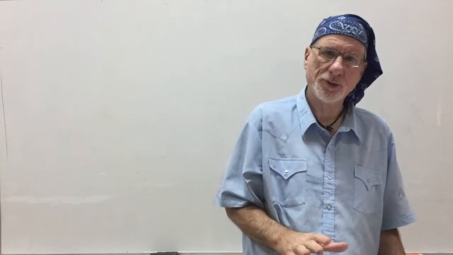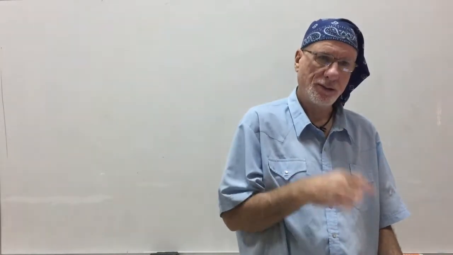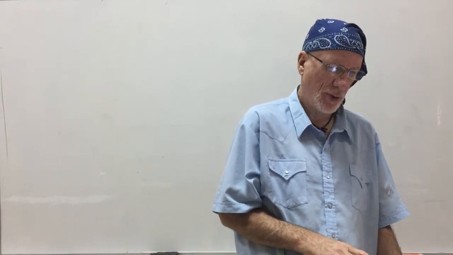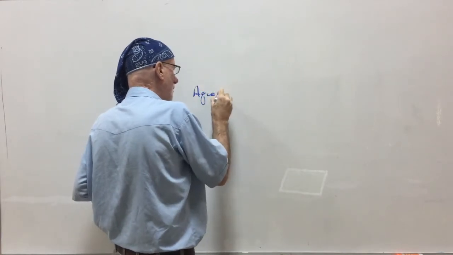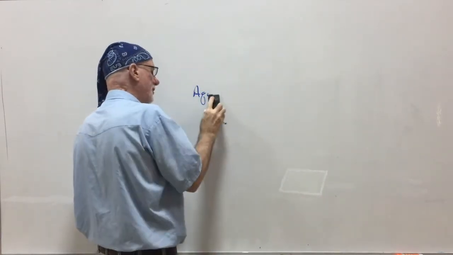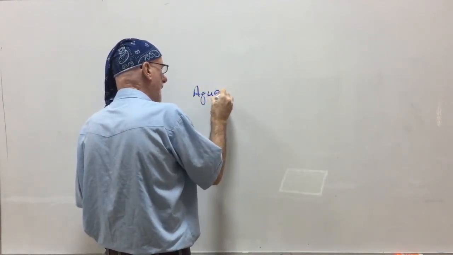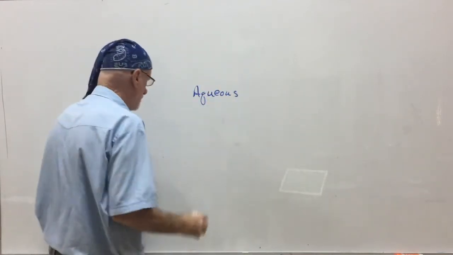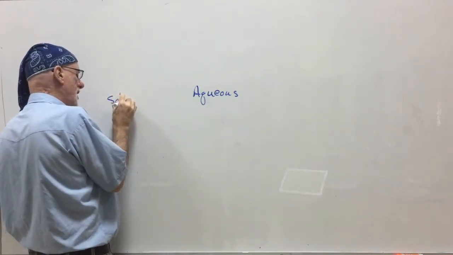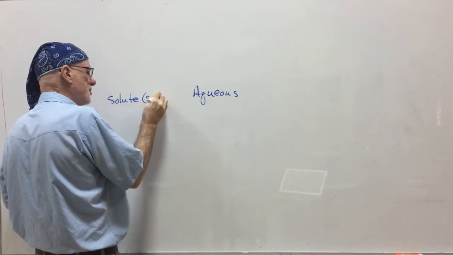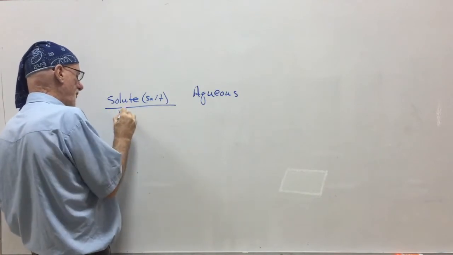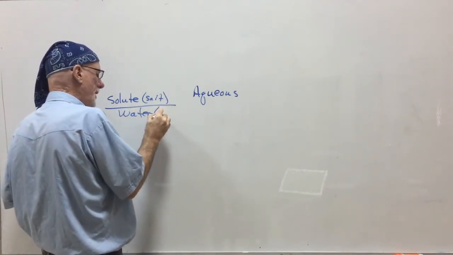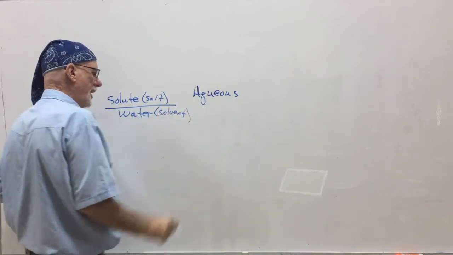All right, now, I have my textbook right here, and I'm going to talk about section 15.2. Okay, we have an aqueous solution. An aqueous solution means you have a solute, a salt, or sugar or something, and you have water as the solvent, a water solution.